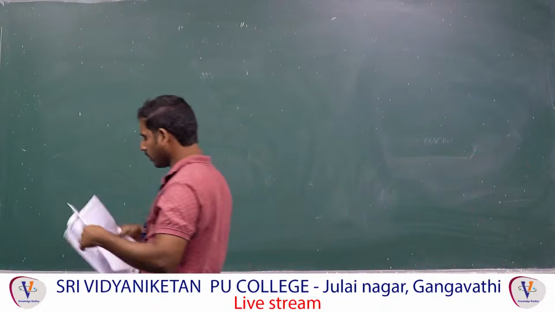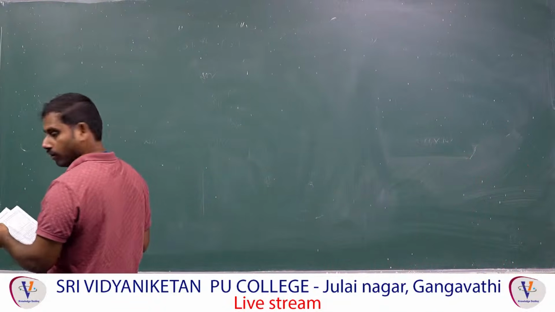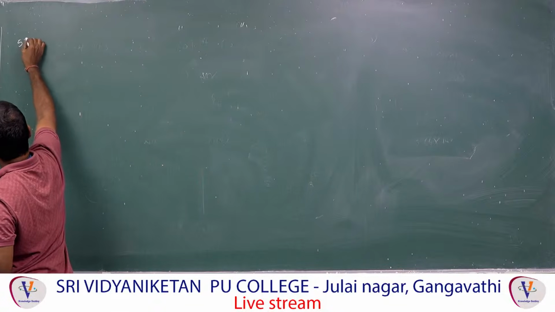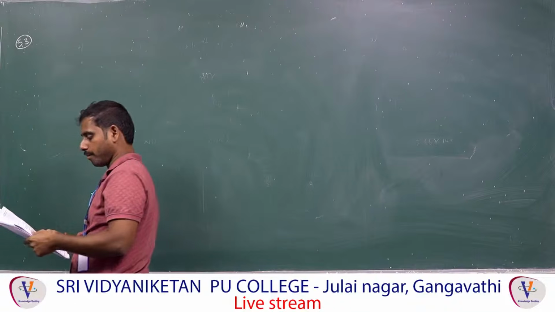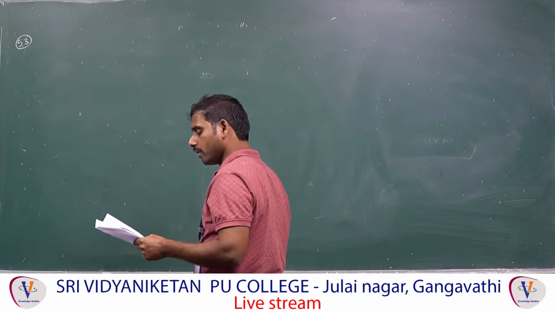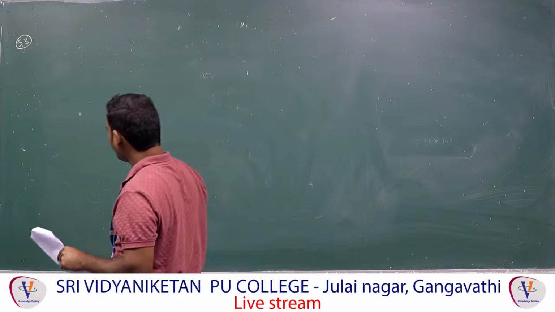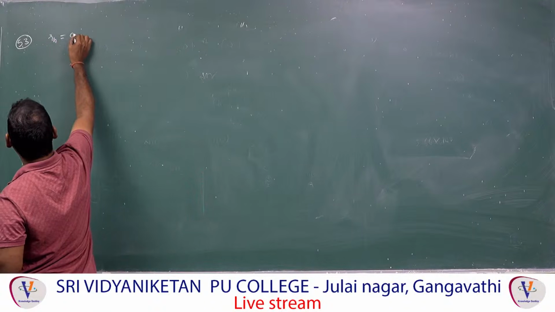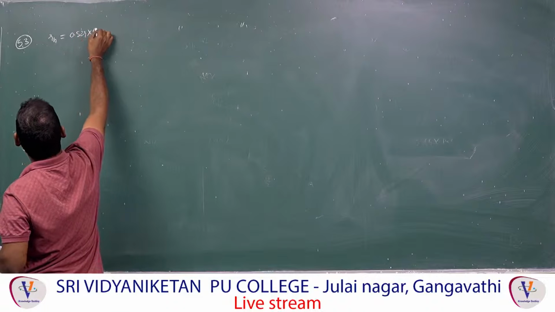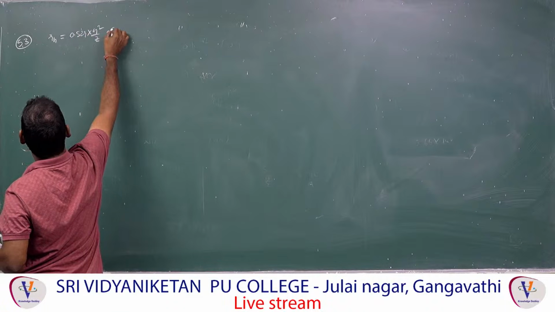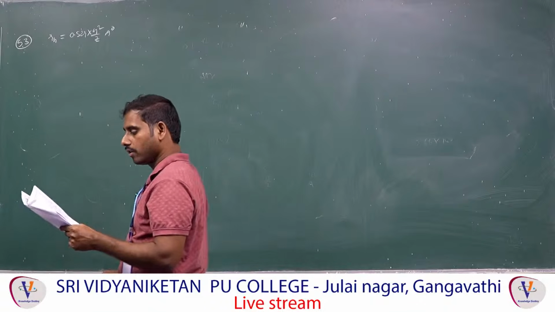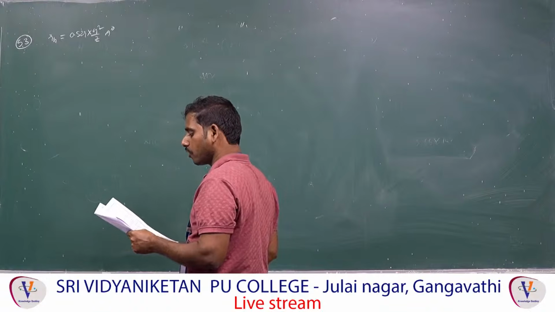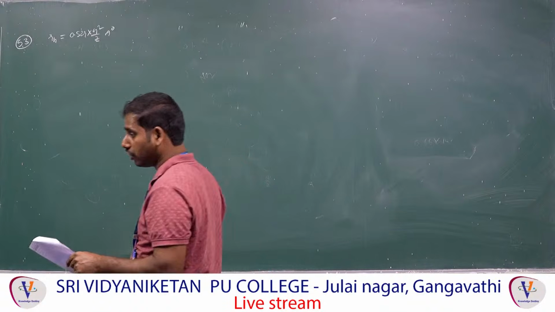Next, question number 53. This is also related to structure of atom. Radius of the second Bohr orbit. You should know the radius formula. Radius of any orbit is equal to 0.529 into n square by Z angstroms. They are asking the radius of the second Bohr orbit of helium and the radius of the third Bohr orbit of lithium. That time we have to take the ratio.